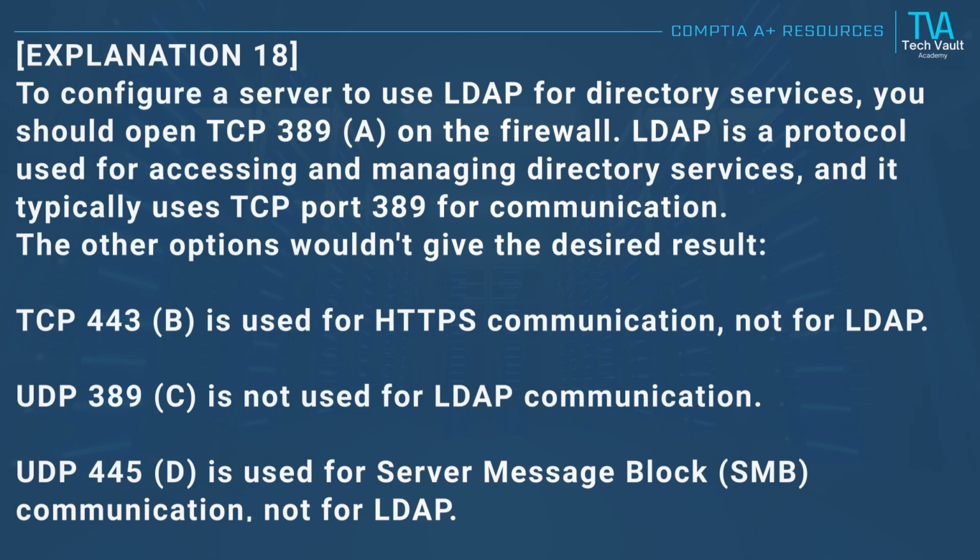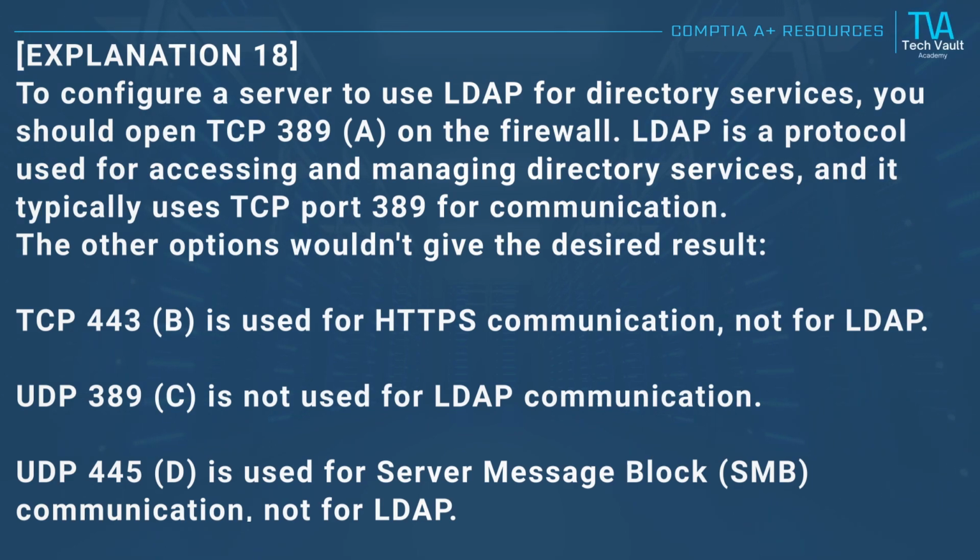To configure a server to use LDAP for directory services, you should open A. TCP 389 on the firewall. LDAP is a protocol used for accessing and managing directory services, and it typically uses TCP port 389 for communication. The other options wouldn't give the desired result.